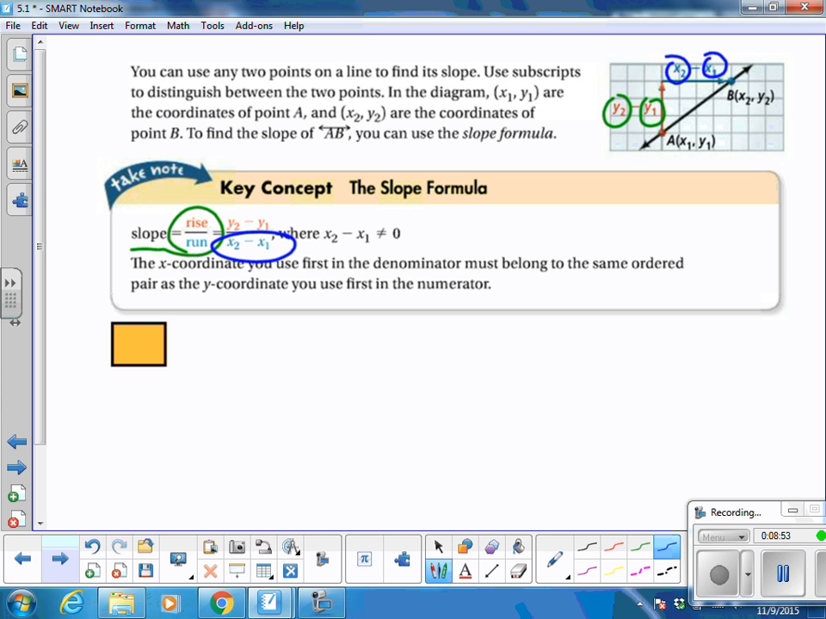Now you can use either point. You can start with this point here minus that one, or you can go the other way around. You just have to be consistent. In this case, you have to be consistent about which one starts your problem.